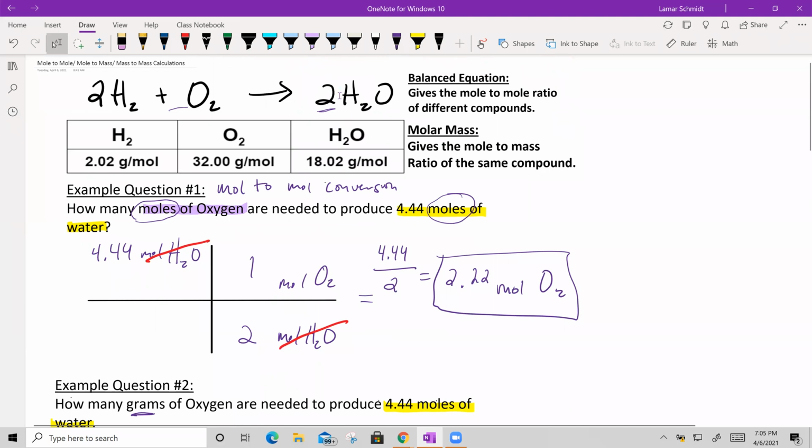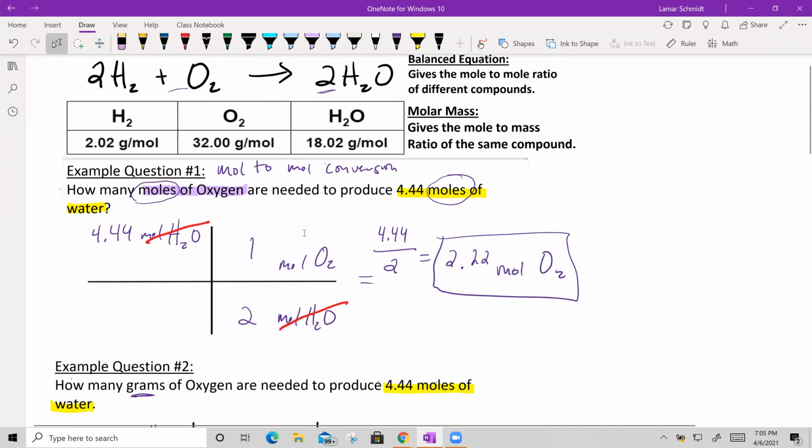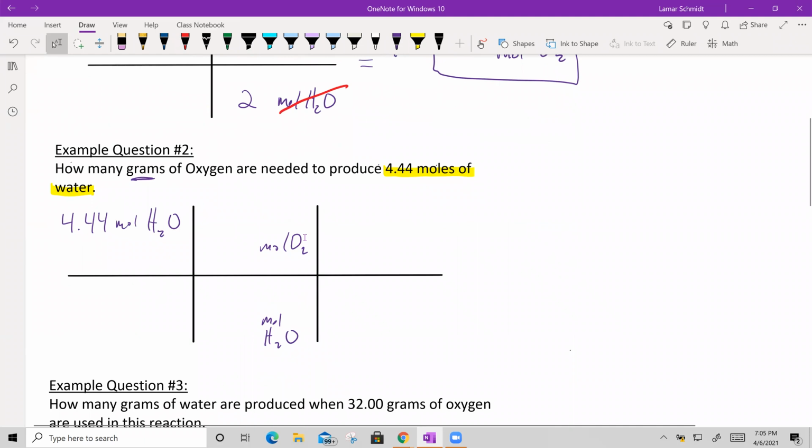We see 2 moles of water is 1 mole of oxygen. And so we plug that in. 2 moles of water is 1 mole of oxygen. And then now we have to continue on because we are not at grams of oxygen. So what unit is going to go down here? That's right, moles of oxygen.